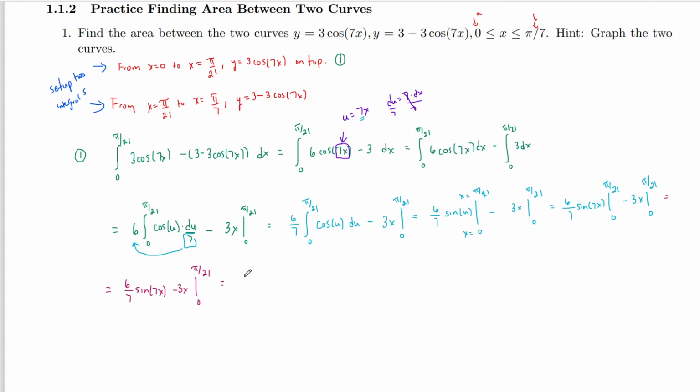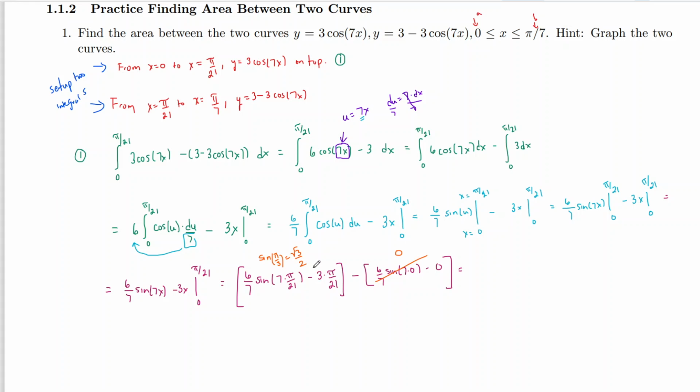So we got pi over 21. 6 over 7 sine of 7 times pi over 21, which simplifies to pi over 3, so we'll take care of that, minus 3 times pi over 21. Okay, that's our pi over 21, minus, and then plug in 0. We got 6 over 7 times sine of 7 times 0, minus 3 times 0 is just 0. Now, luckily for us, we actually get 0 here anyway because sine of 0 is 0. And then sine of pi over 3, because that's what this is, sine of pi over 3, that's the square root of 3 over 2.